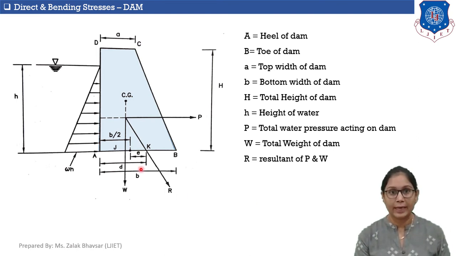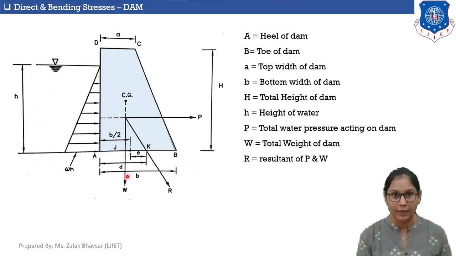Area between points A, B, C, D represents the dam structure. Capital A is the heel of the dam and capital B is the toe of the dam. Small a represents the top width of the dam and small b represents the bottom width of the dam. Total height of the dam is represented by capital H and small h is the depth or height of the water. Capital P is the total water pressure acting on the dam and capital W is the weight of the dam. Capital R is the resultant of P and W.